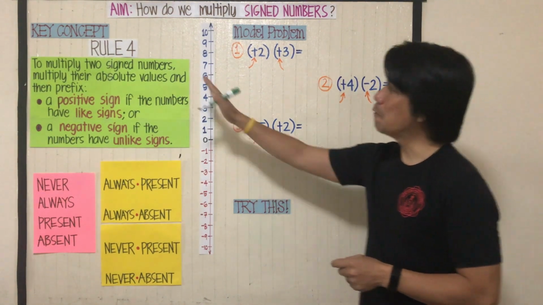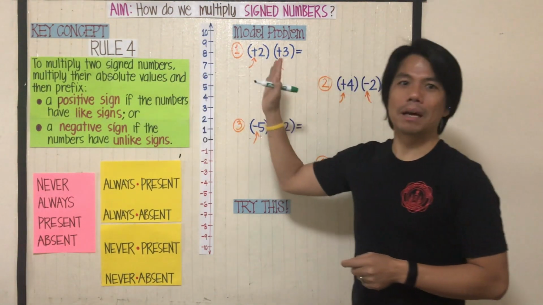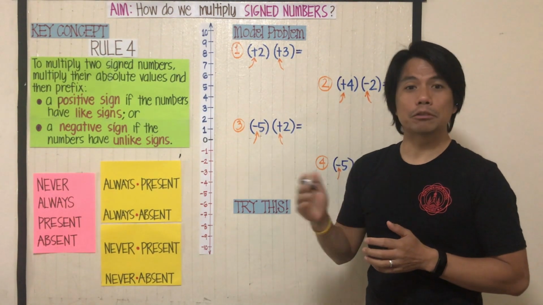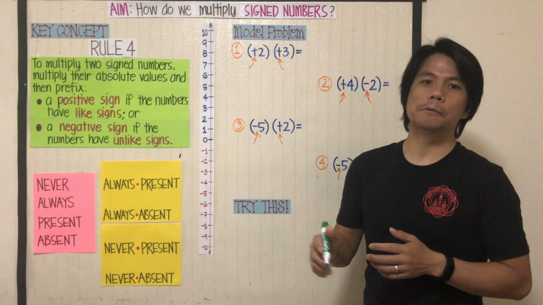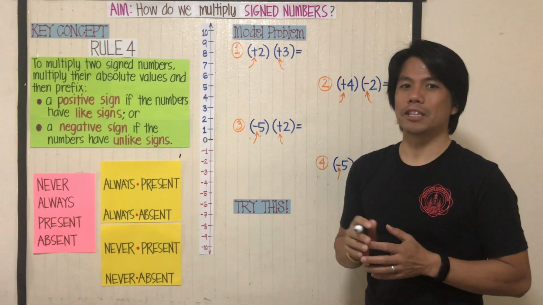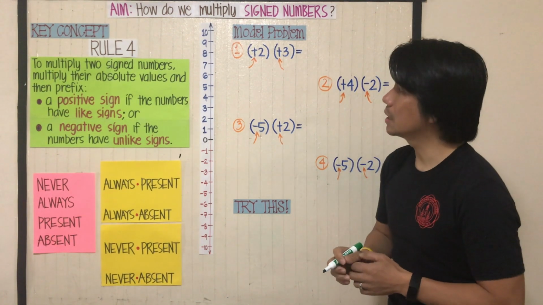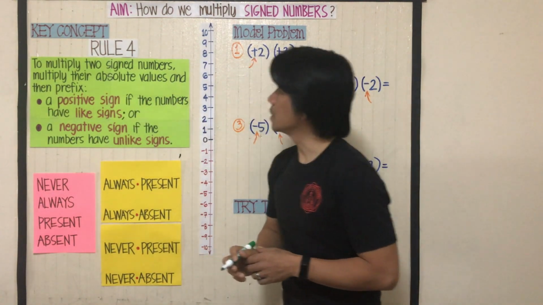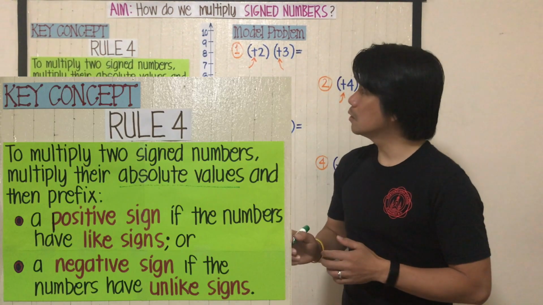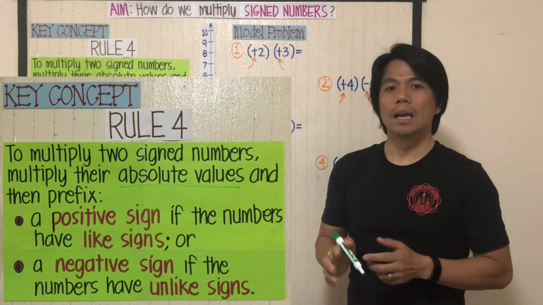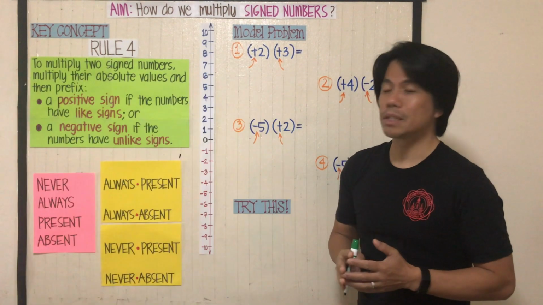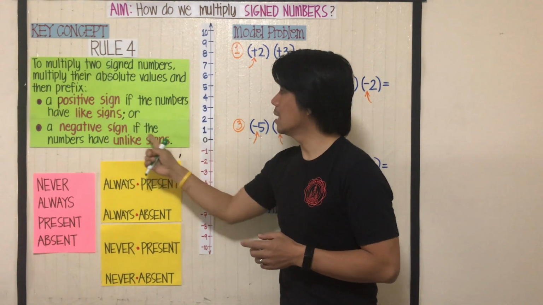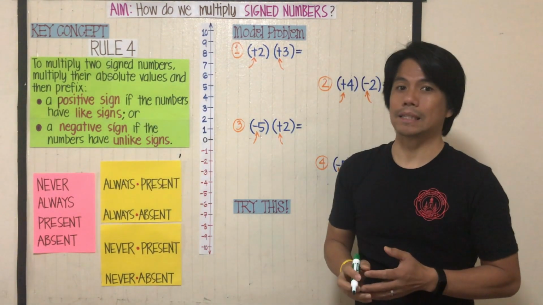This is rule number 4 about the signed numbers. If you want to check out the other rules, feel free to watch the other videos in my channel. Now let's proceed to the key concept. It says here, to multiply two signed numbers, multiply their absolute values and prefix a positive sign if the numbers have like signs, or a negative sign if the numbers have unlike signs.